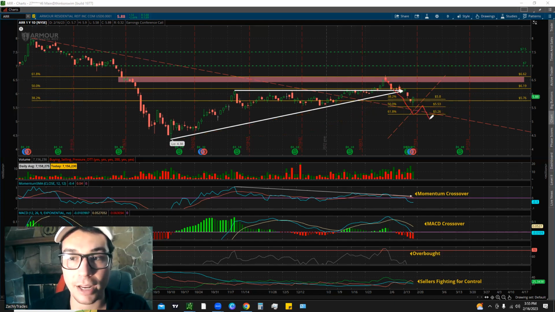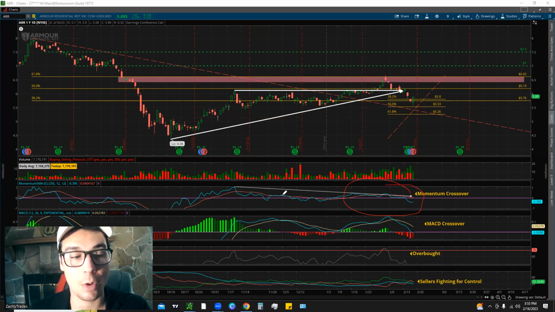Now 5.26 is really going to be that line in the sand. If we come down and break 5.26, flip that to resistance, and most likely we're going to get a reversal, okay, and start heading back down to retest some of our previous lows around $5, $4.50, and $4.38. So pay close attention to those levels. All right. Now, when it comes to some of the technical indicators that we had, all right, we had recently, we just got a momentum crossover.